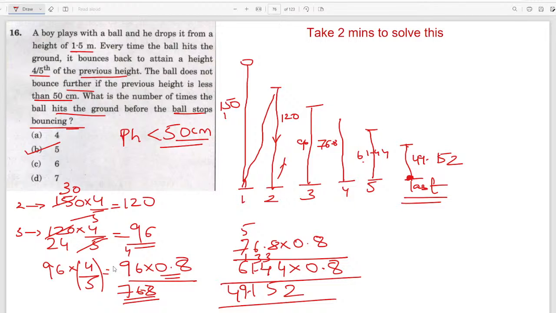Even if you do this, 96 into 4 is 384. 384 divided by 5 is 76.8. So this 4/5 value is 0.8. Okay, you may have made a calculation mistake, Shweta. Just check once. So we'll move to the next question then.